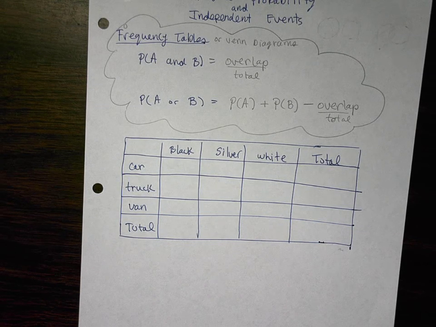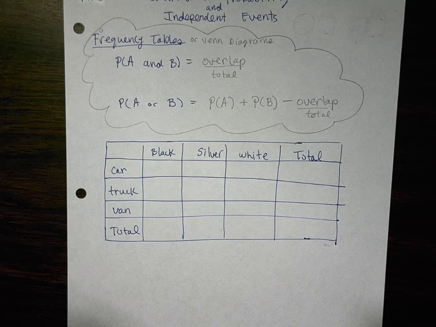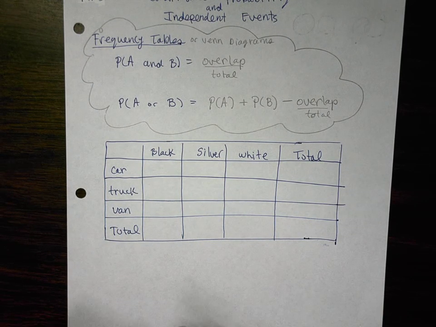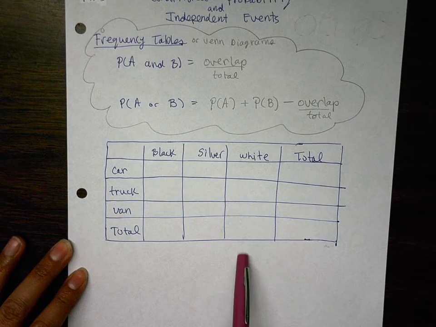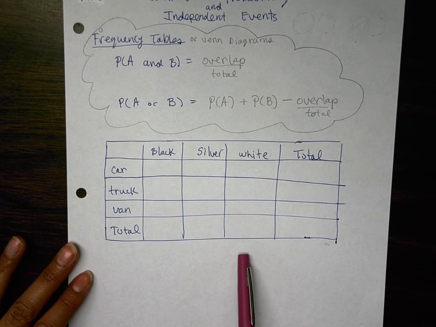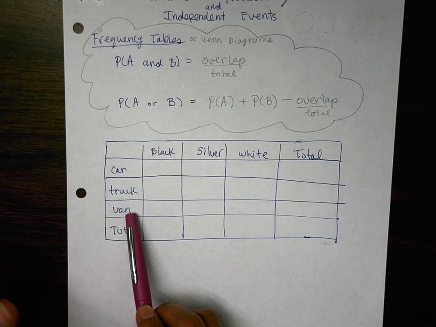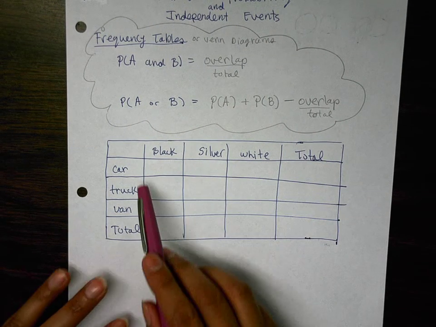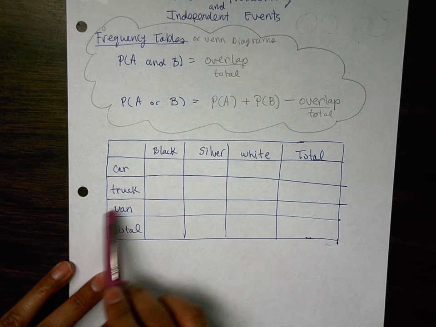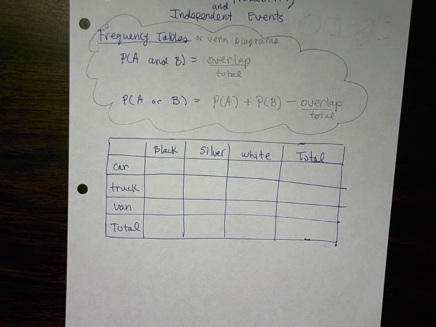Now, this is a parking lot. And there's no mixture of cars. It's not a car that's black and white. The cars are either black, silver, white, that's it, and they are car, truck, or van. No truck vans, no black and white cars. It's one of these colors or one of these types of vehicles. Got it? Okay, so I'm going to give you some numbers.